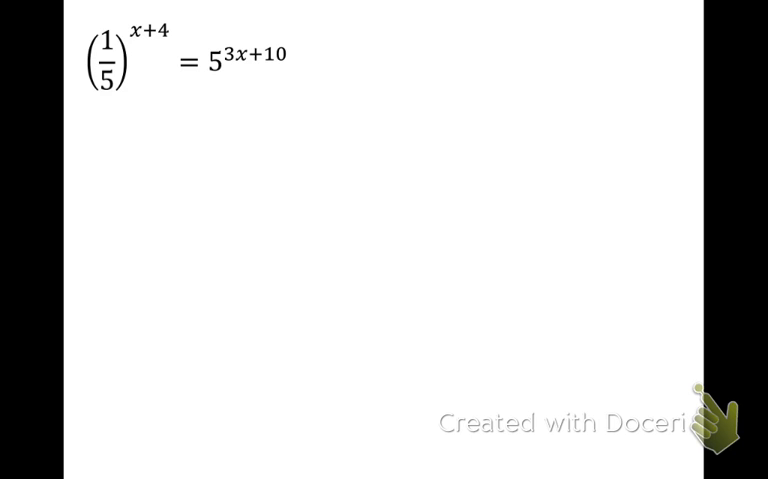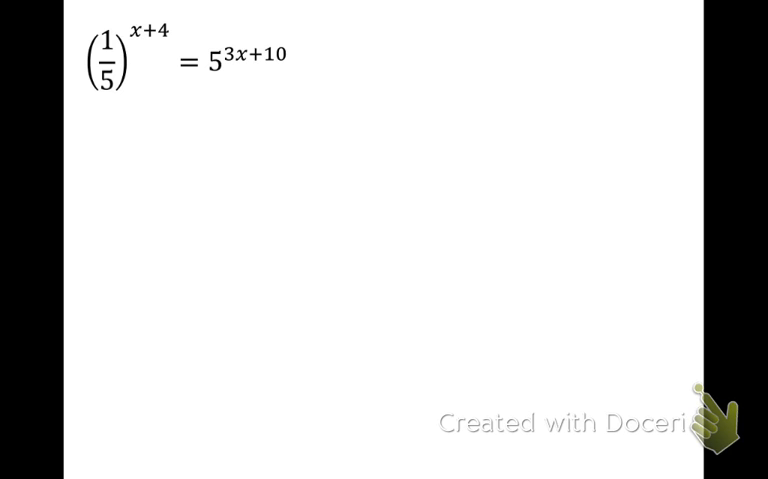All right, next up I have (1/5)^(x+4) = 5^(3x+10). On my left-hand side, I have a base of 1/5. On the right-hand side, I have a base of 5. We want to make these bases the same, and we can definitely do this. Easiest thing to do, in my opinion, is change that base of 1/5 to a base of 5.